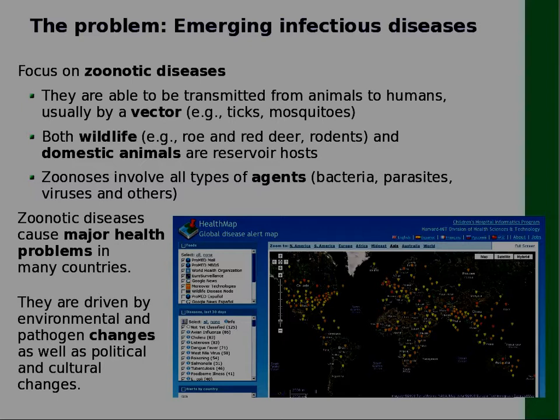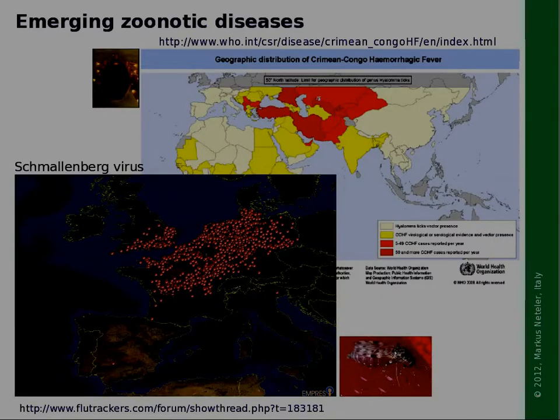The world map shows a snapshot of disease distribution. It is important to know that a variety of factors are causing the pathogen spread: environmental, cultural and political changes. These maps here show two examples: the Crimean Congo hemorrhagic fever and the Schmallenberg virus, which recently appeared in parts of Europe.